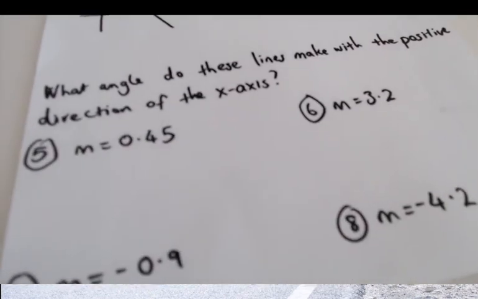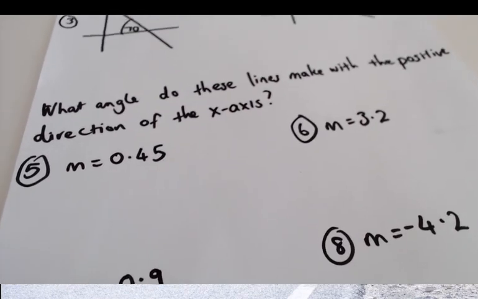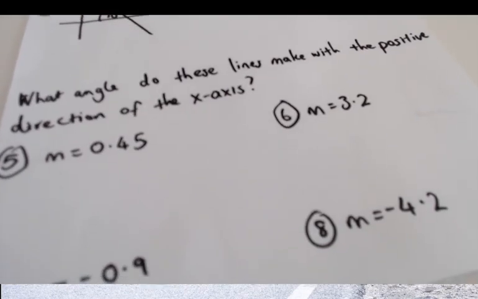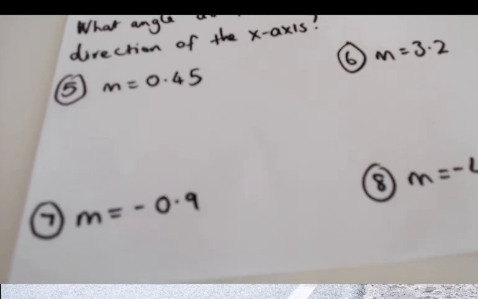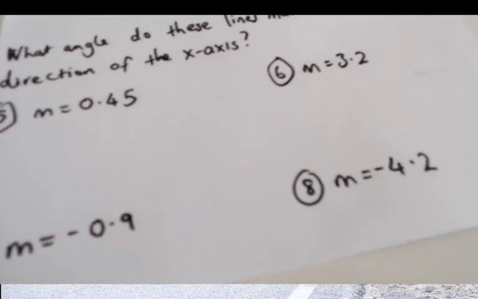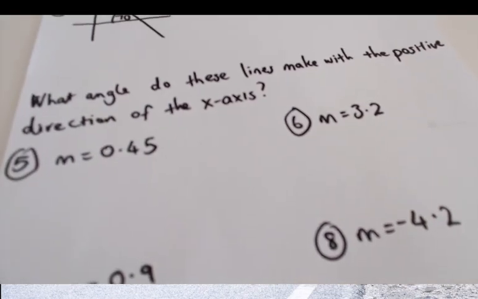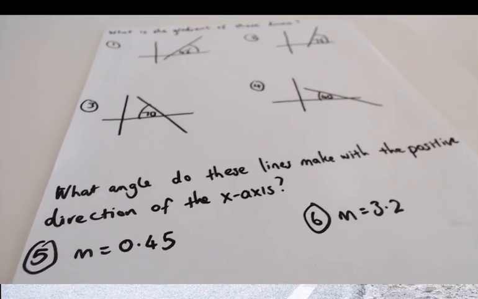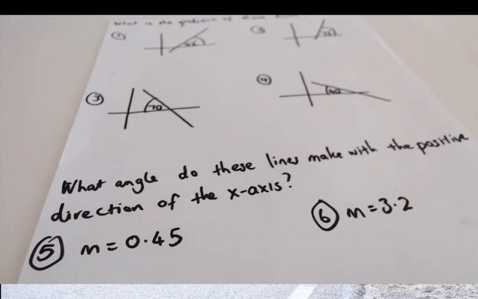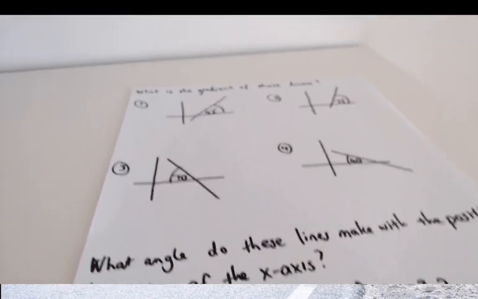Camera malfunction. So we've got a 0.45 gradient, a 3.2 gradient, a negative 0.9 gradient, and a negative 4.2 gradient. Remember, at this point you should now pause, you should try the questions, and then I'm going to go over the answers in a little minute.